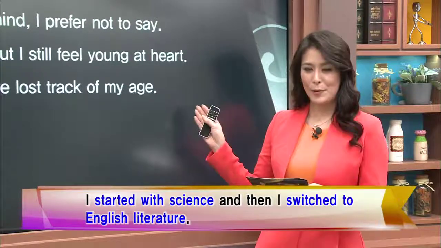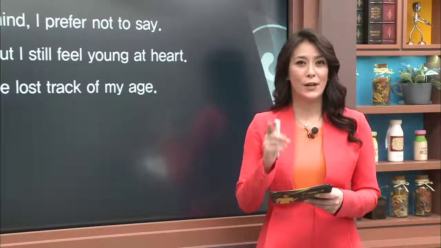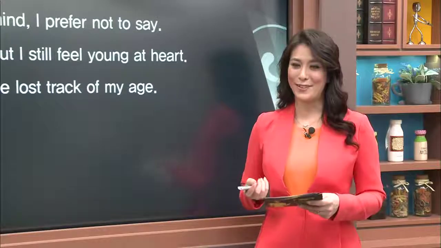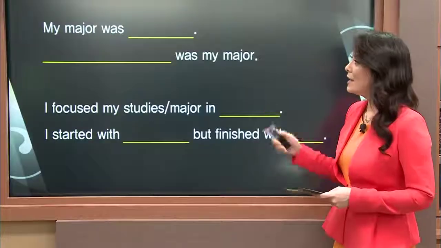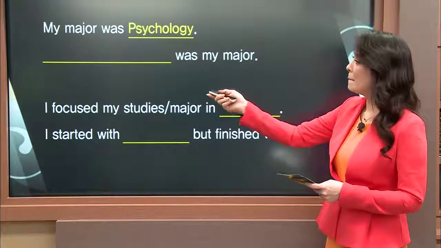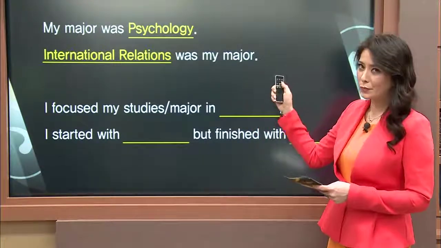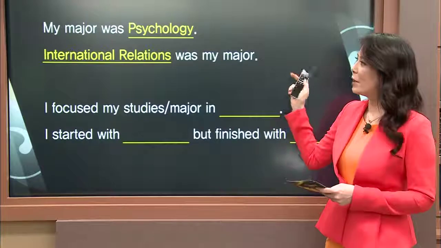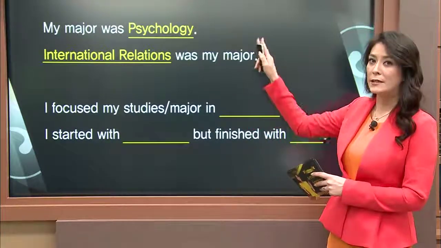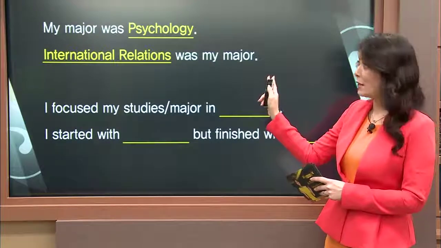Now let's check out some more expressions you can use when talking about your field of study, what you studied, perhaps your major in university. All right, here we go. My major was, 간단한 표현이죠. Psychology 할 수 있겠고요. Blank was my major. 쉬운 표현이죠. 다들 알고 계실 거예요. So, my major was 전공. 전공 was my major. 자, 이 경우는 이미 졸업을 한 상태죠.